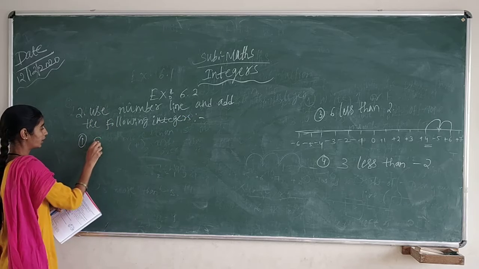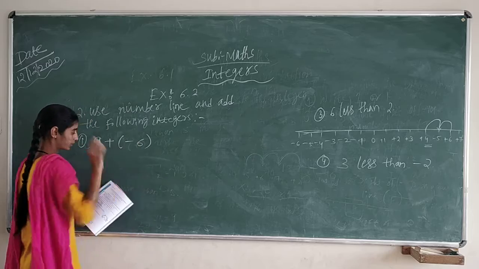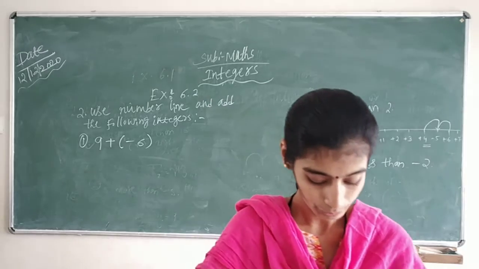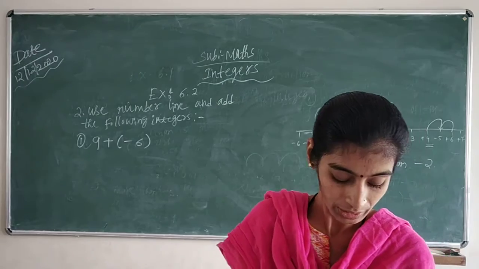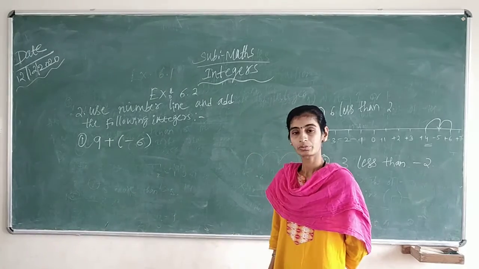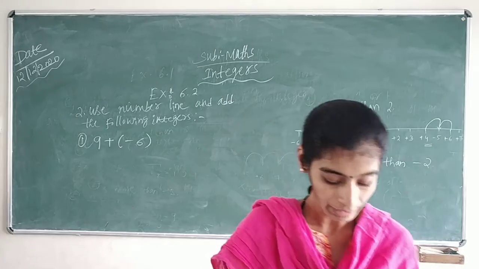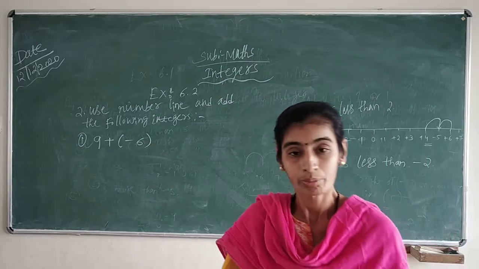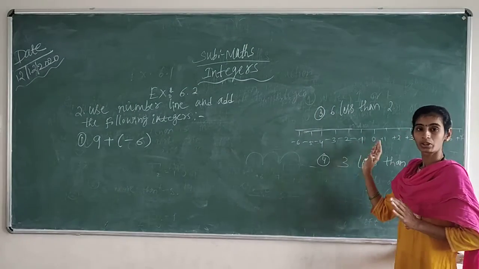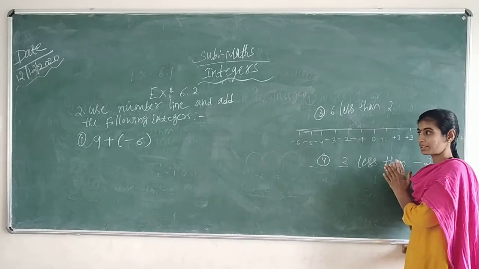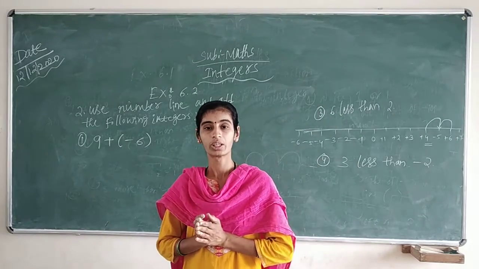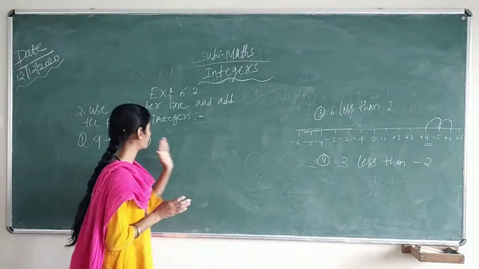First one, 9 plus minus 6. So now what you have to do, children? First you need to solve that integer. So first step, you have to solve the integer, then you have to draw a number line for it. First you can simplify it, or else you have another method to do it. Before that you must be perfect in this. You must be perfect with more means right side, less means left side. Means you have to keep in mind which side you have to move. Until and unless you are clear with this, you can't do this.